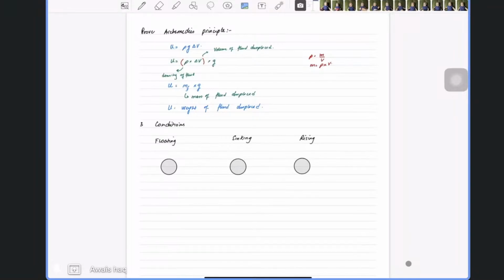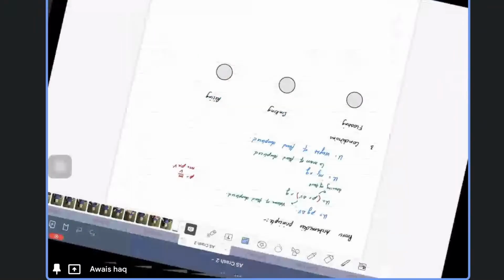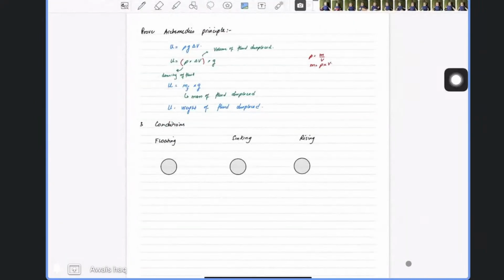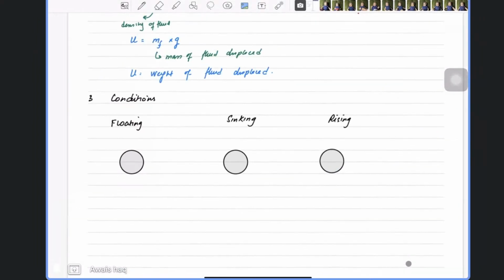Now we're going to discuss the three conditions where something can float, something can sink, something can rise.